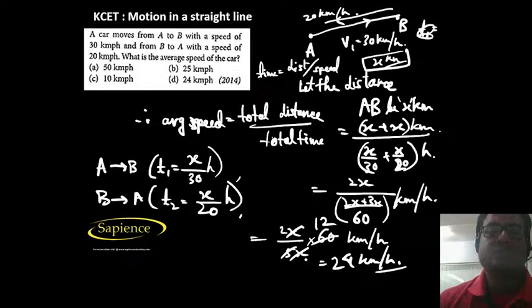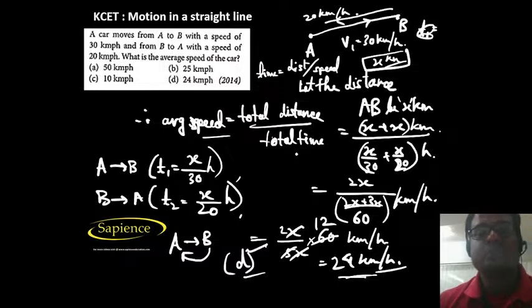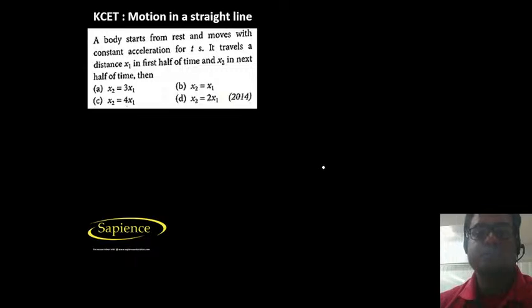Therefore the average speed of the car in the entire journey, going from A to B and then returning back to A, is 24 km per hour. So option D is the correct answer. Hope you have understood. Thank you. If you are unable to understand any steps, or if you have any doubts, please write to us in the comment section. We shall obviously clarify those.